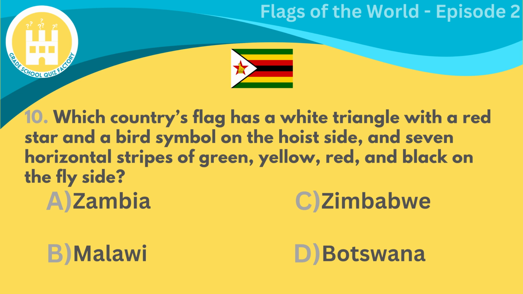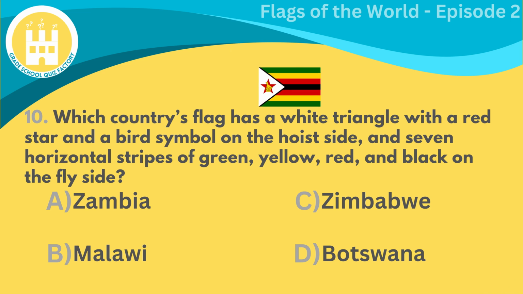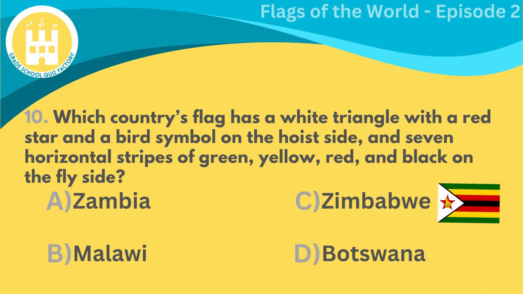And lastly, which country's flag has a white triangle with a red star and a bird symbol on the hoist side and 7 horizontal stripes of green, yellow, red, and black on the fly side? The answer is letter C, Zimbabwe.